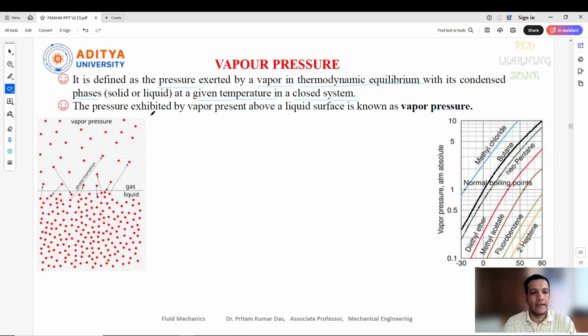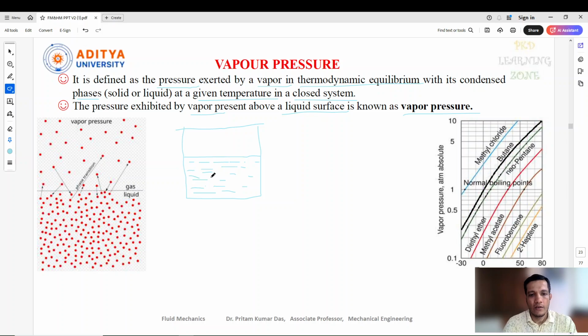It is also defined as the pressure exhibited by the vapor which is present above the liquid surface. So how this vapor will be present above the liquid surface, we'll discuss here. For discussing this, let me consider a closed container. Suppose in this container there is a liquid present, and let's consider this is water.